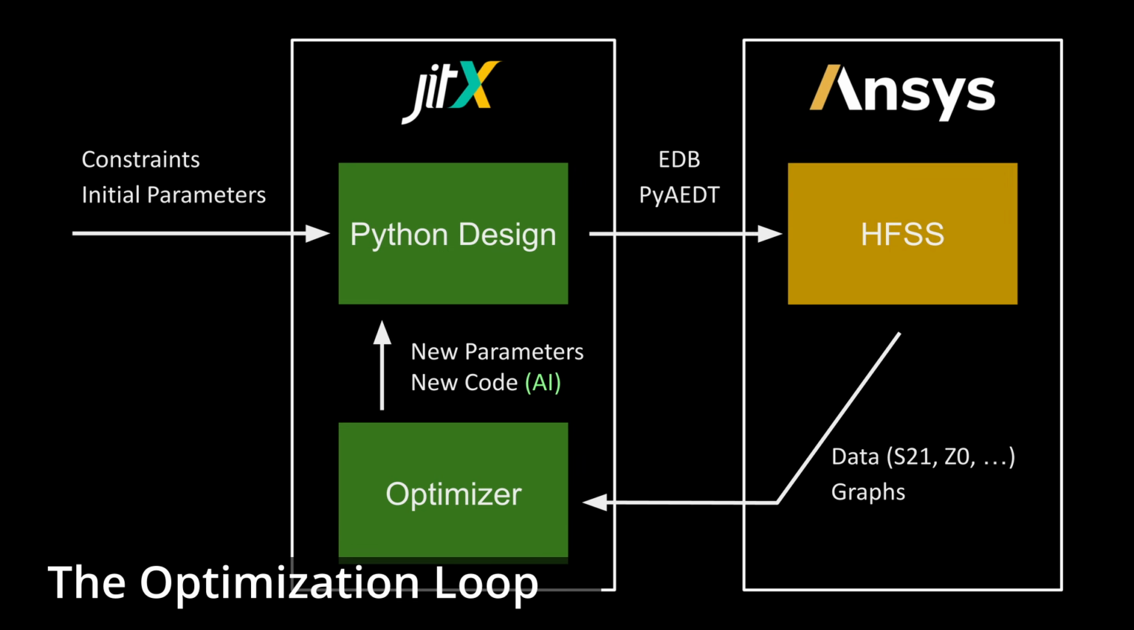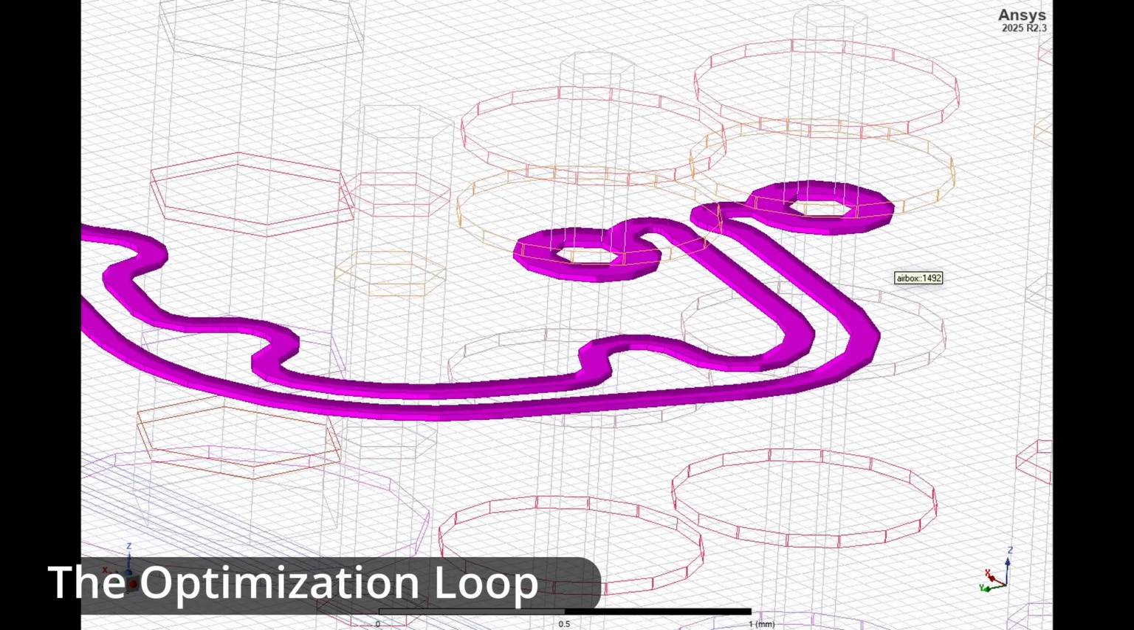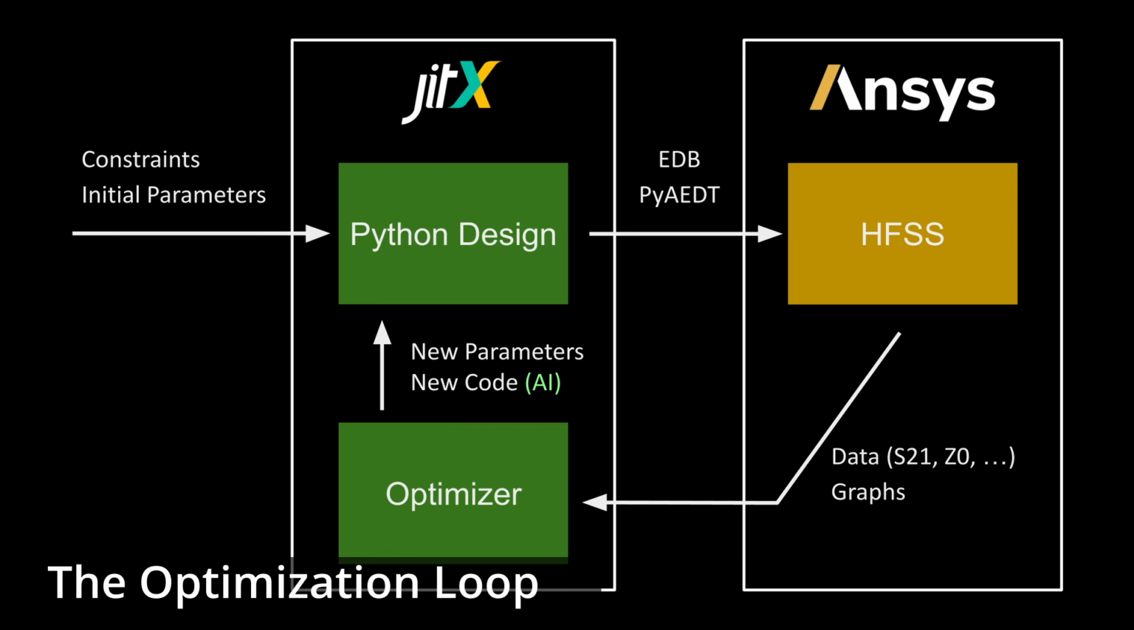That's the design. Now here's the optimization loop in detail. JITX generates a 3D structure, a via transition, routing assignment, any parameterized geometry. It exports a full ready-to-run simulation to HFSS, automating the cleanup and setup steps.